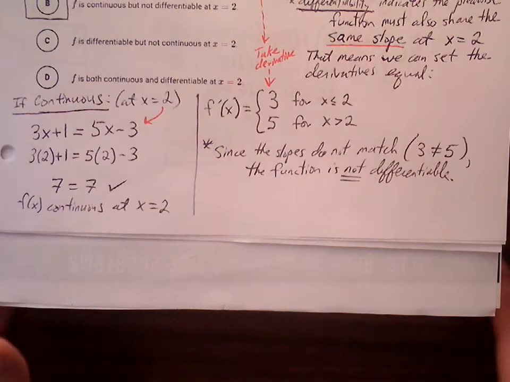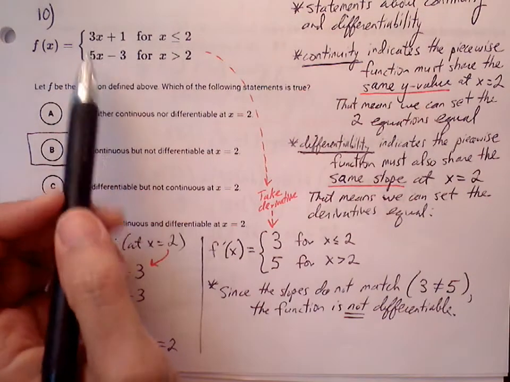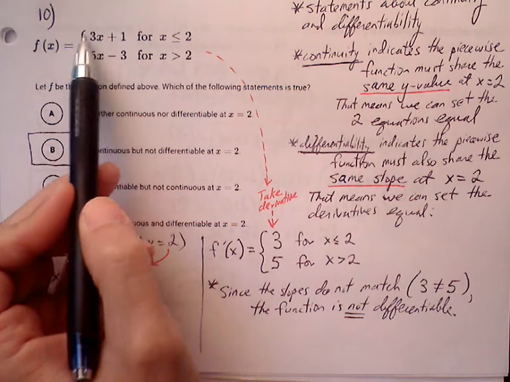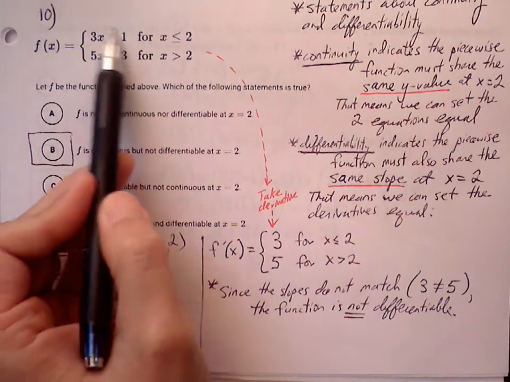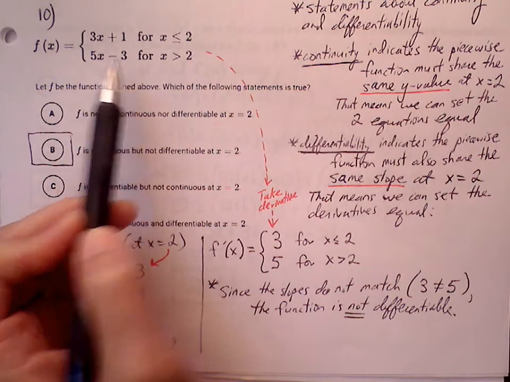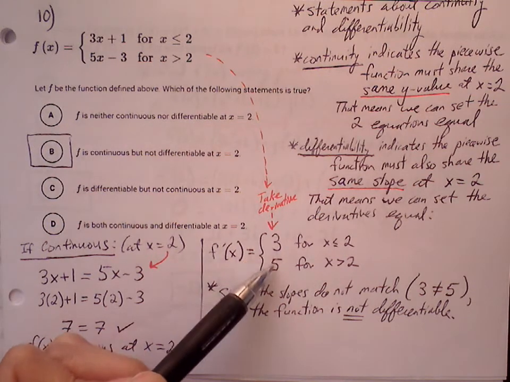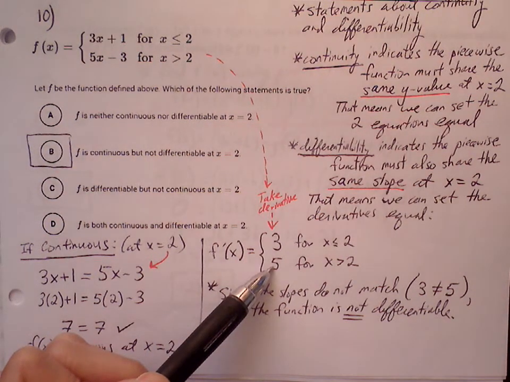Okay. Now with the derivatives, let's look at each of these derivatives here. These are both linear functions. The derivative for 3x plus 1 is just going to be 3. The derivative for 5x minus 3 is going to be 5. So the first graph will always have a slope of 3, and then suddenly it's going to transition to a graph that always has a slope of 5.